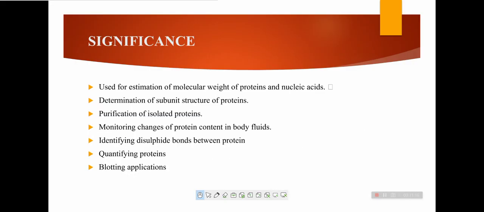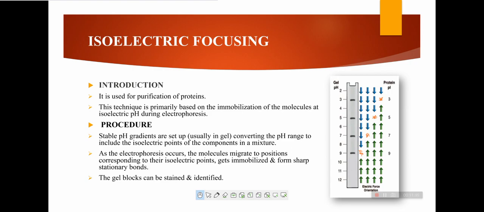Now talking about the clinical significance or the importance of gel electrophoresis. Gel electrophoresis is used for molecular weight estimation of proteins and nucleic acids, and for the determination of subunit structure of protein, amino acids, the purification of isolated proteins, or monitoring changes of protein content in body fluids. It is also used to quantify proteins, and it has some applications in the blotting technique also.